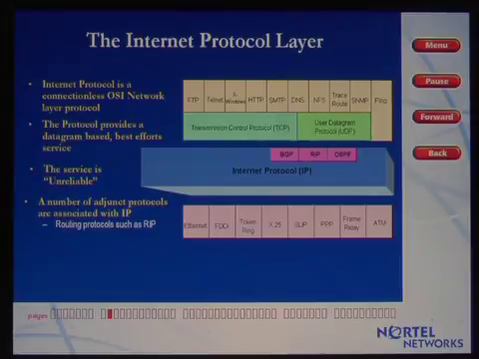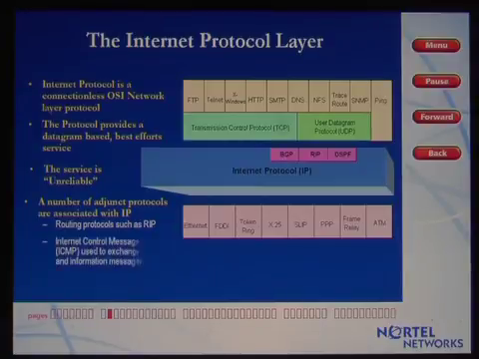A number of adjunct protocols are associated with IP. The Routing Information Protocol, RIP, and Open Shortest Path First protocol, OSPF, are used to determine the routing tables for IP datagrams within a network. RIP is the older of the two protocols and is currently being phased out by OSPF. The Border Gateway Protocol, BGP, is used for routing IP between networks and is particularly important in the Internet. The Internet Control Message Protocol, ICMP, defines messages used for the exchange of error and information used for diagnostic purposes.